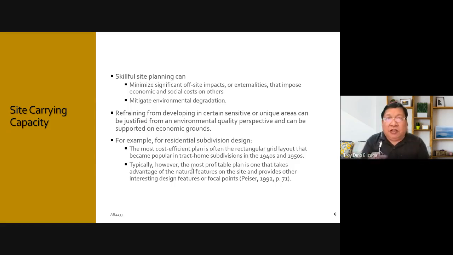That's why we have the building code, all of these guidelines to maintain that balance. Refraining from developing in certain sensitive or unique areas can be justified from an environmental quality perspective and can be supported on economic grounds. So by not developing more than the maximum, it can be justified. There's the economic theory to justify that, so you should not worry about it.